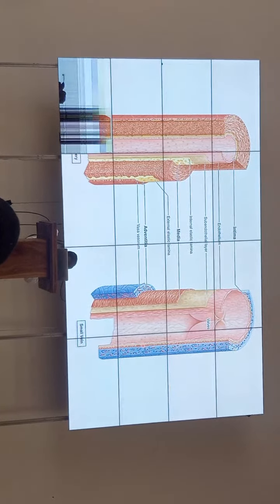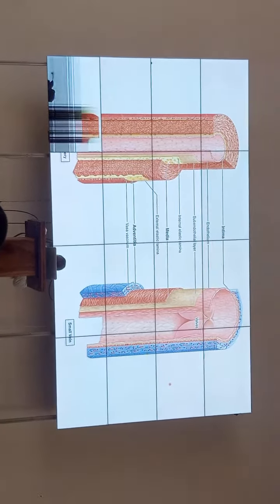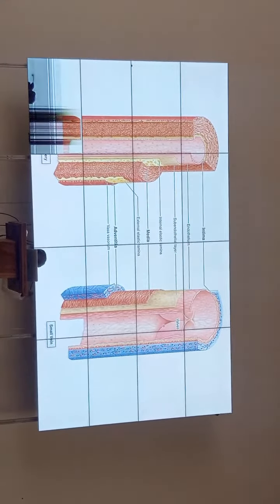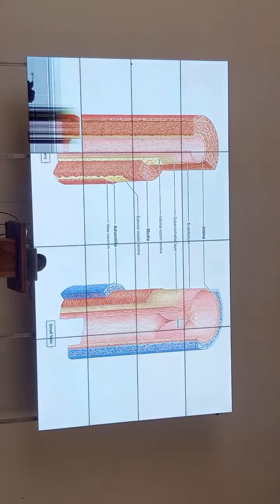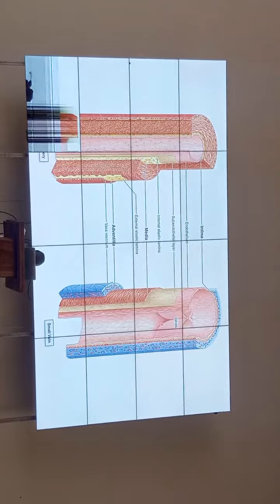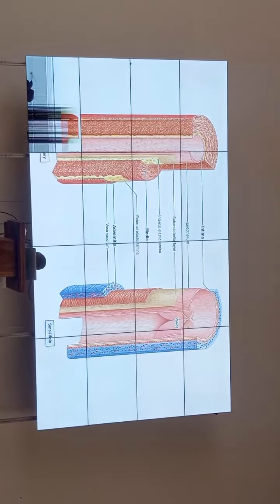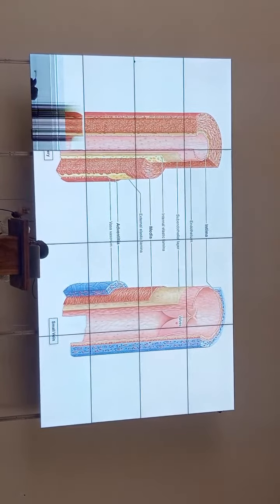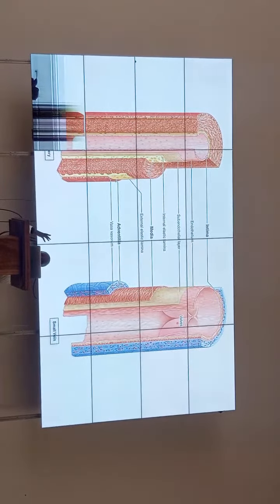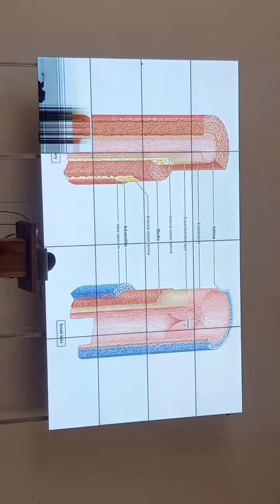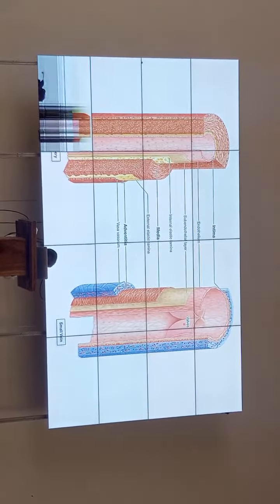Is that clear? Yes. And secondly, remember that these veins that are in the lower limbs, there's a lot of gravity acting on the blood that is flowing through them, isn't it? Yes. So these should have more valves. The veins of the lower limbs should have more valves compared to the upper veins. Are we getting the point? Because they have to counter more gravity.